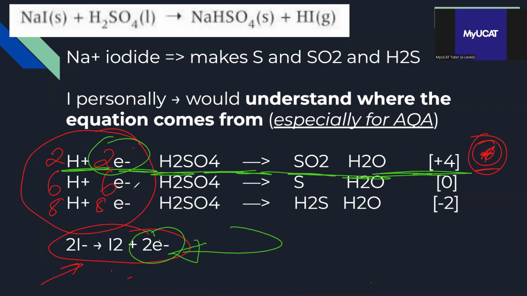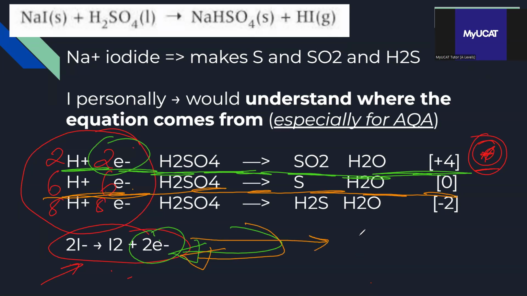What if we were trying to do it for the next one that I color in orange? How many of this equation would we need? We need three lots of it. So we need to scale it up to 6I minus becomes 3I2 plus 6e minus. And we then add that on to this equation here to get the overall.